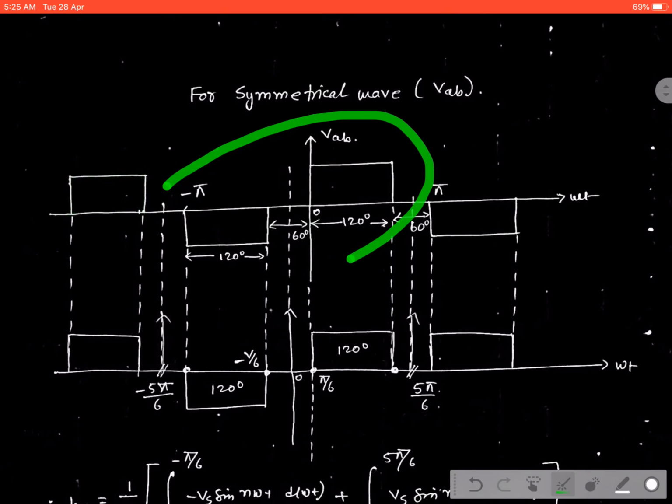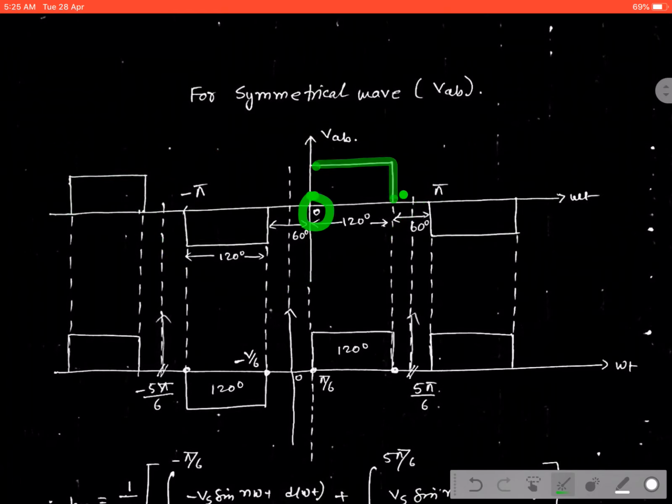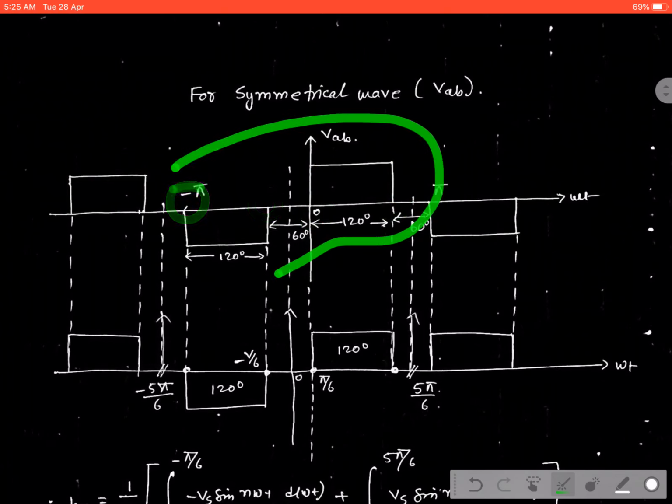In this particular case, this is not symmetrical, because this pulse has started from 0, then 120 degree, but this part started from 60 degree to minus pi. That means we can say this is not symmetrical to each other, so we cannot define it by a periodic function.